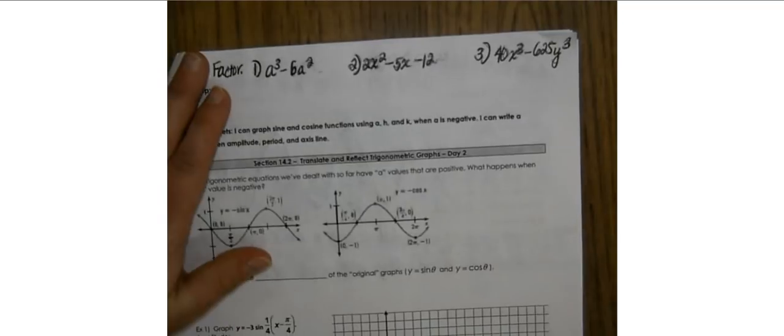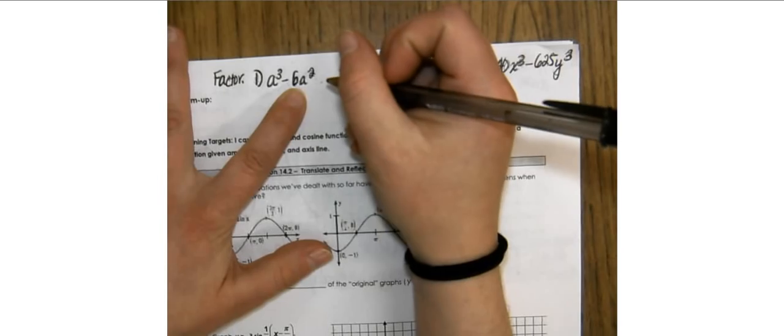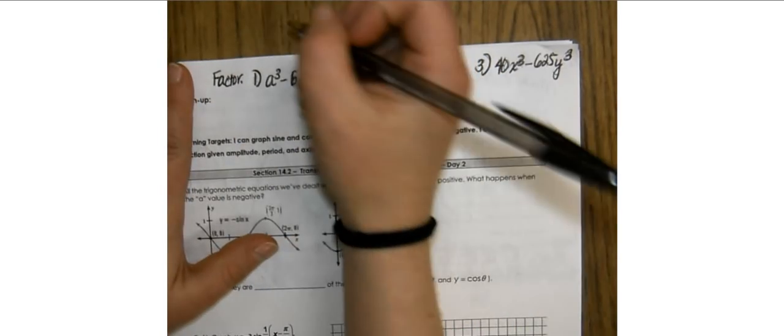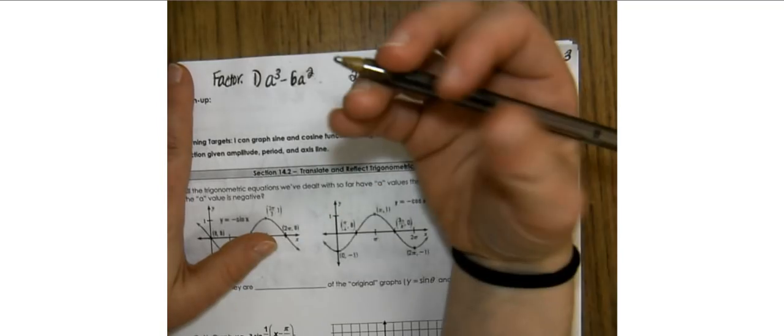All right, so the first thing that we need to do is factor. I'm going to look at a to the third power and 6a squared, and notice both of those terms have in common an a squared. So I'm going to factor out an a squared, and I'm left with a minus 6, and that's my answer. There's nothing more for me to do.